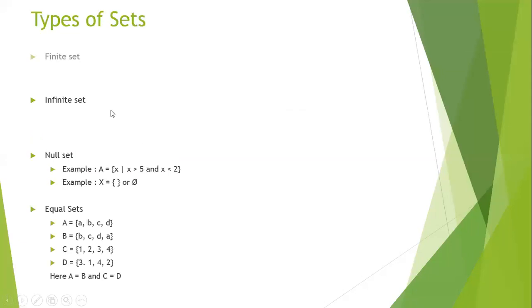Now the next, the types of set. What are the types of set? The first is the finite set. Now what is the finite set? For example, A is equal to 1, 2, 3, 4. Now in this set, all the elements are limited. We are able to count the elements. Like here we have 4 elements, 1, 2, 3, 4. It is a countable, limited set.